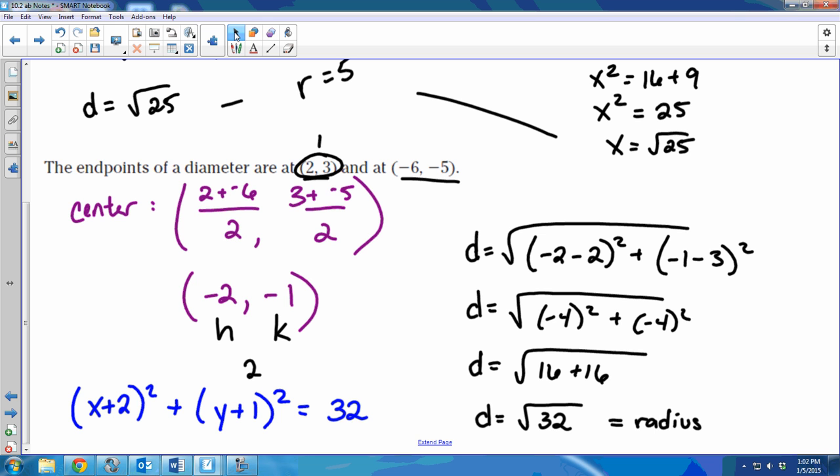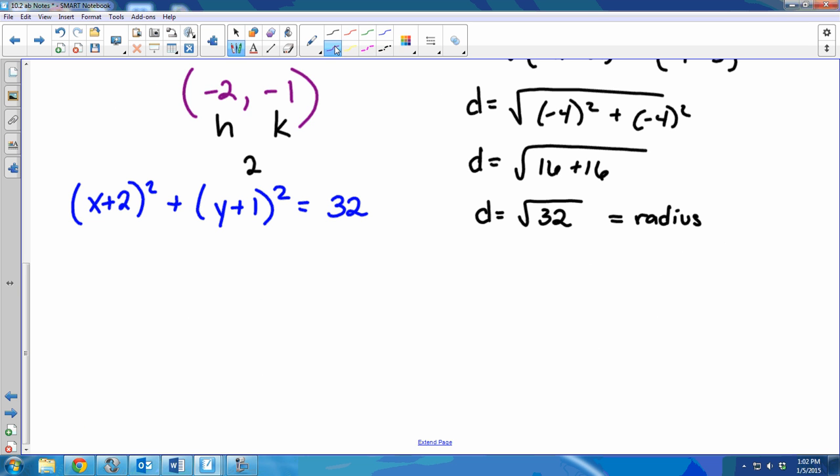Questions about circles that you have right now? All right. Then learning target 1 homework is on that learning target sheet. It is due tomorrow.